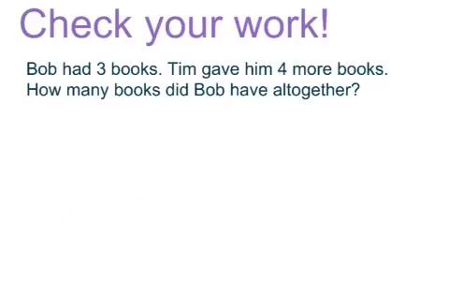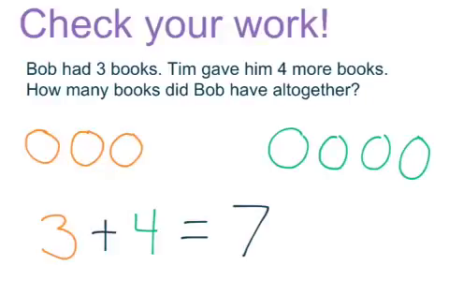The last step is check your work. We need the whole story problem for this step. Bob had 3 books. Tim gave him 4 more books. How many books did Bob have altogether? At this point, your student went through all the other steps, so they should have circles and a number sentence. But it's important that they check their work. Sometimes they go too fast and might make an extra circle. Sometimes they might not make enough circles. It's important to check every step so they know they're correct before they turn in their answer.